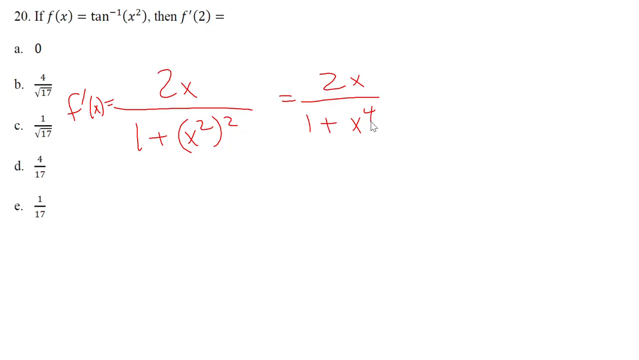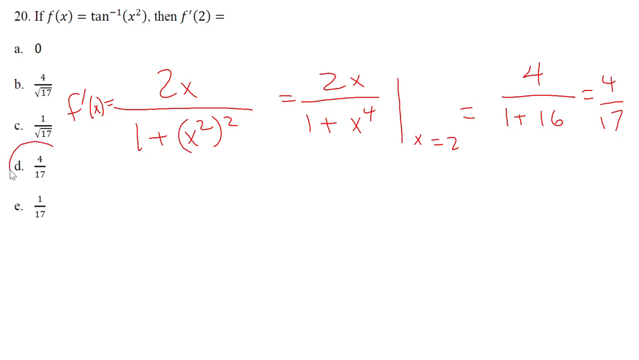We just want to know what this is when x is equal to 2. So we'll evaluate this at x equals 2. The numerator is 4, and the denominator is 1 plus 2 to the 4th, which is 16. So we get 4 over 17. Choice D.